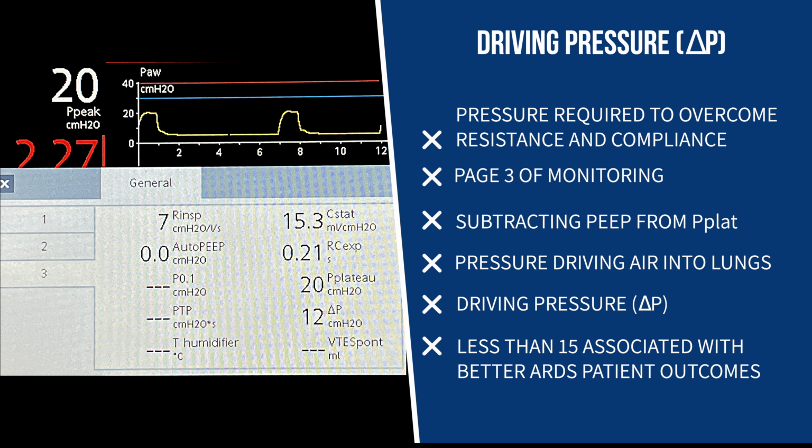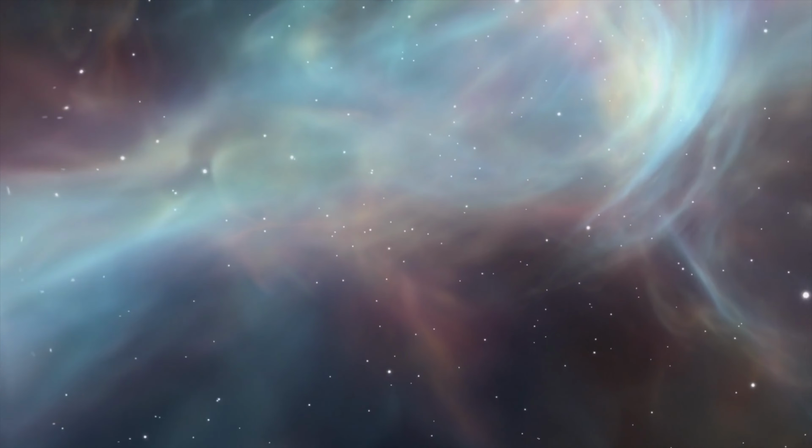Driving pressure, or delta P, is the pressure required to overcome airway resistance and compliance. The Hamilton calculates driving pressure on page 3 of the monitoring tab by subtracting the PEEP from the plateau pressure. It is a critical parameter because it represents the difference in pressure driving airflow into the lungs during mechanical ventilation. Lower driving pressures, generally less than 15, are associated with better outcomes in patients with ARDS.